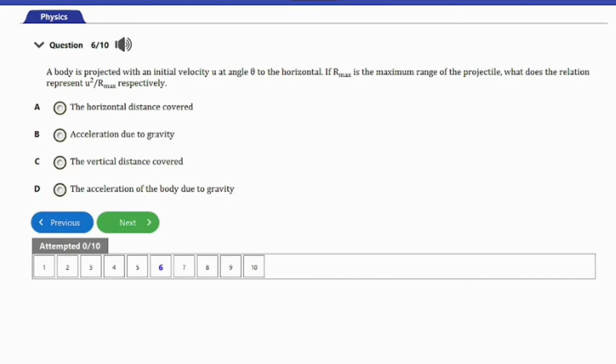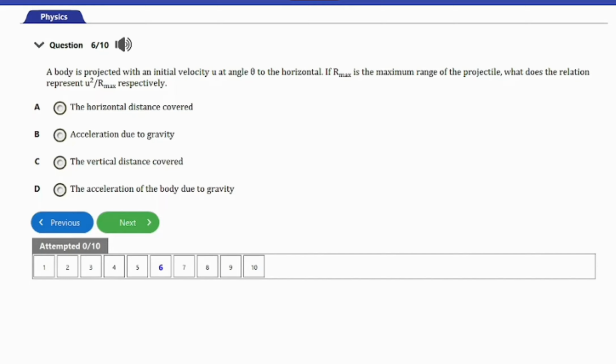So guys, for this question now particularly, we have to note that if angle theta is 45 degrees, then the equation u squared sine 2 theta over g will actually be u squared sine 90 over g, since 2 theta, which is 2 times 45, is 90. So that will be u squared sine 90 over g, and sine 90 is 1. So in that case, that will be u squared over g. So it means that the maximum range will be u squared over g.